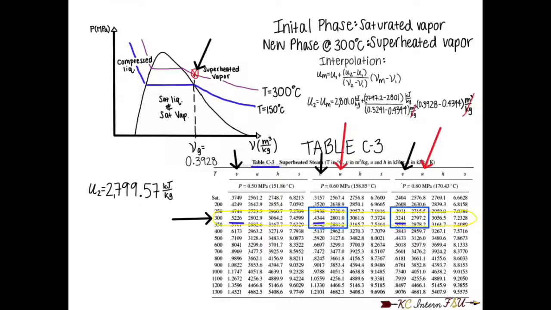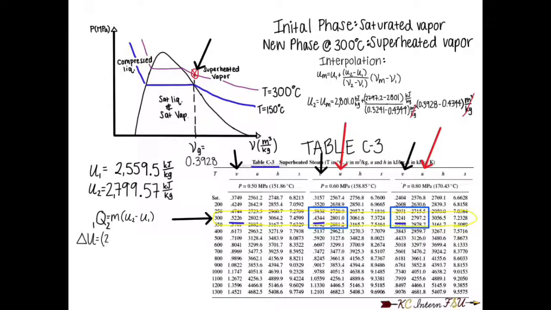Plugging in our values, we find u2 is equal to 2,799.57 kilojoules over kilogram. From the previous step, we have u1 is equal to 2,559.5 kilojoules over kilogram.